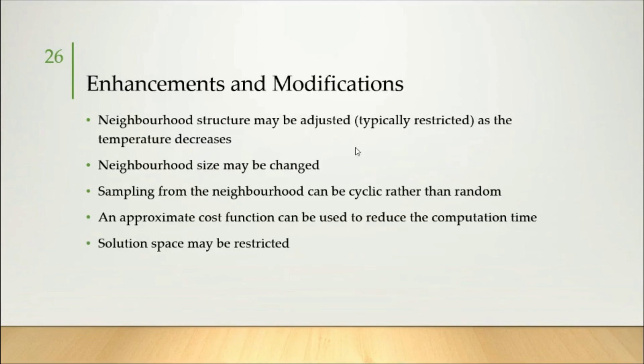Then there are other conditions, like the neighborhood structure may be adjusted as the temperature decreases. That is, different types of neighborhoods may be used. And again, the neighborhood size may also be changed. The sampling from the neighborhood can be cyclic rather than random. An approximate cost function can be used. The solution space may be restricted, etc., etc.